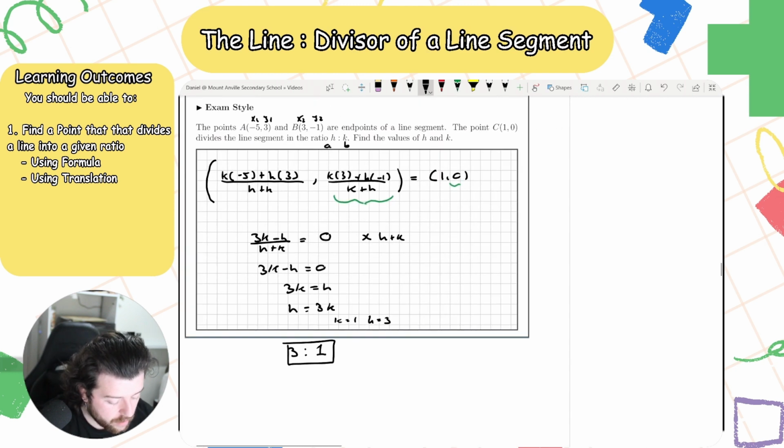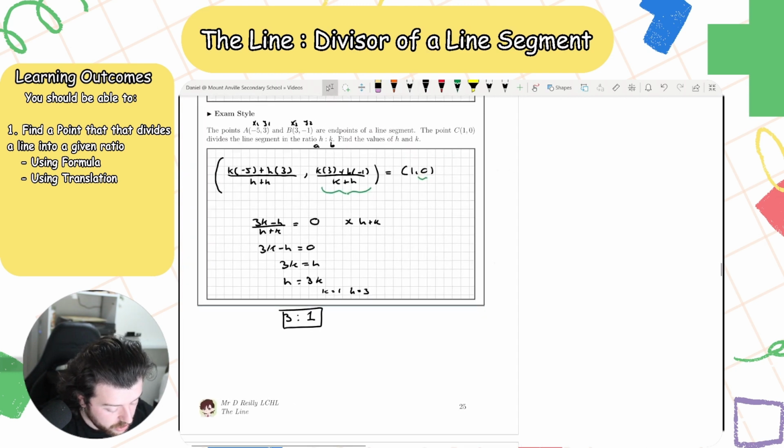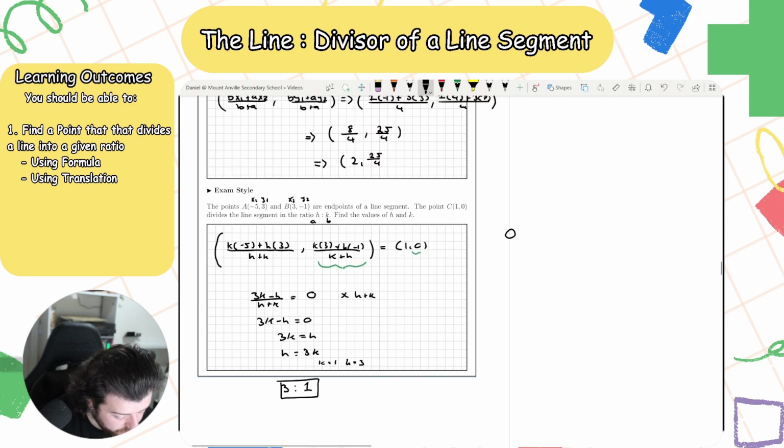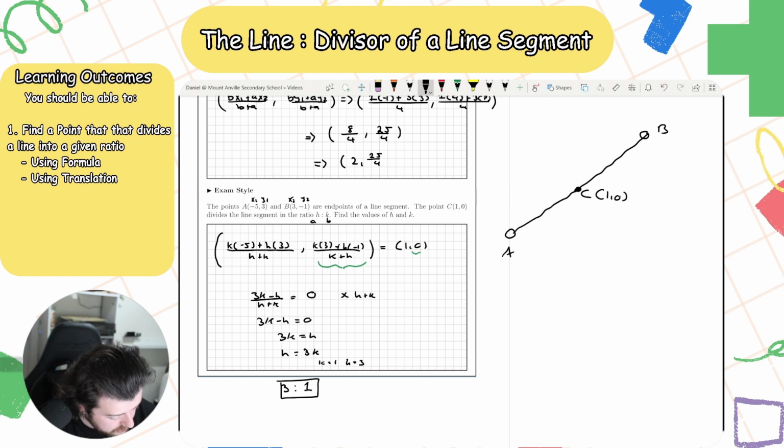And again, remember the other way you could do it is we can use the distance formula. So I have A (-5, 3), I have B up here, and I have the point C, which is (1, 0). So I'm going to find the distance AC, find the distance CB, find the ratio between them, and hopefully we should see it's 3:1. And then B is equal to (3, -1).